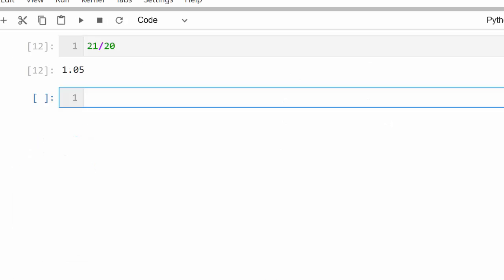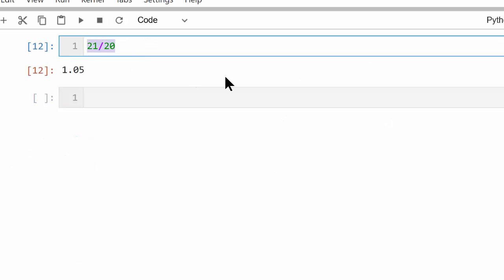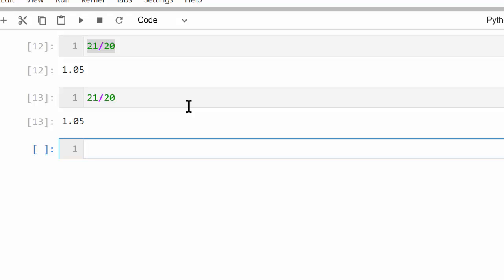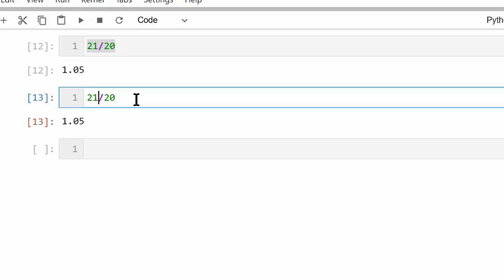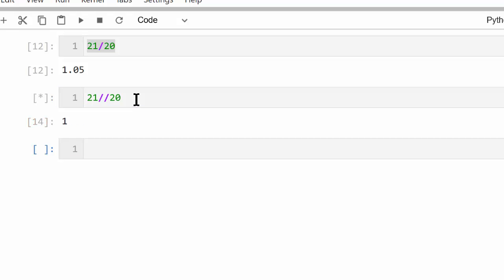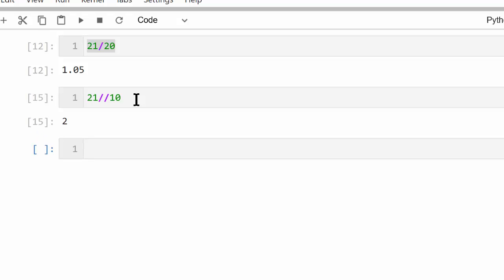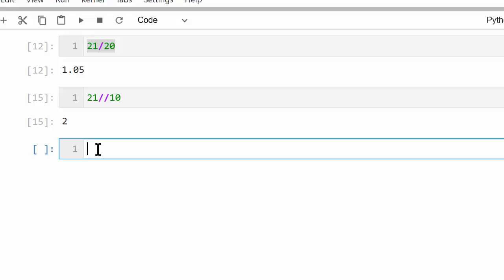Let's try them out on the system. So we have seen 21/20, that is the normal division. So we want the floor division, which should give you 2, right? 21 by 20. Shift execute. Oh, I'm sorry, it should be a double slash. So this is called the floor division. If you do it by 10, shift enter, you get a 2, right? This is floor division.